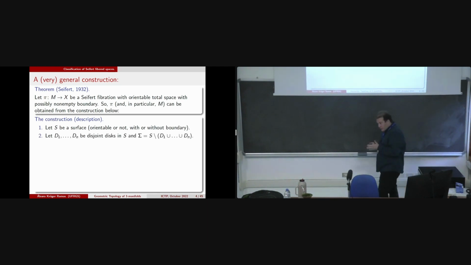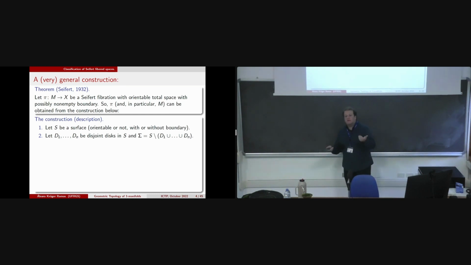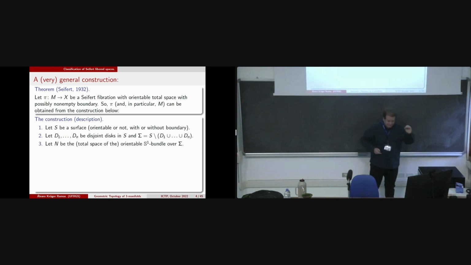And then you remove disks from the surface. You remove disjoint disks. Let's think of them as open, well-behaved disks, not really crazy disks, and you look at the complement of these disks. So this is going to be a compact surface with boundary. Now, sigma has non-empty boundary.